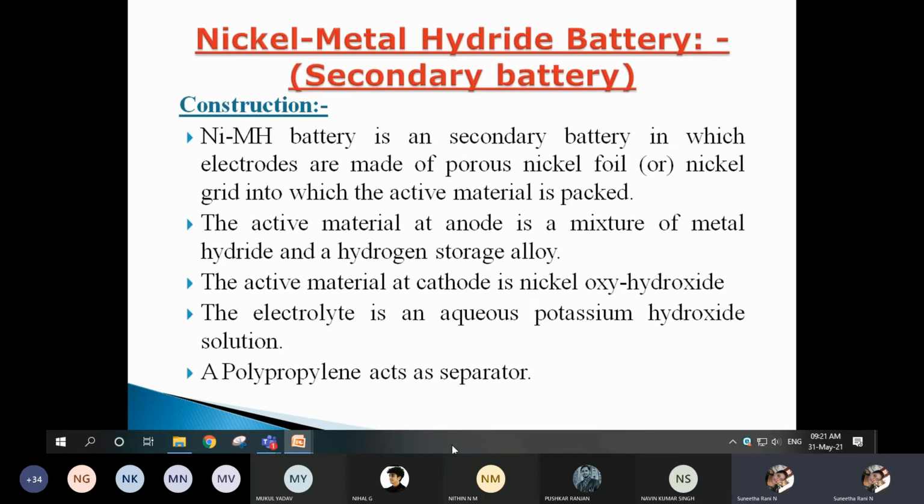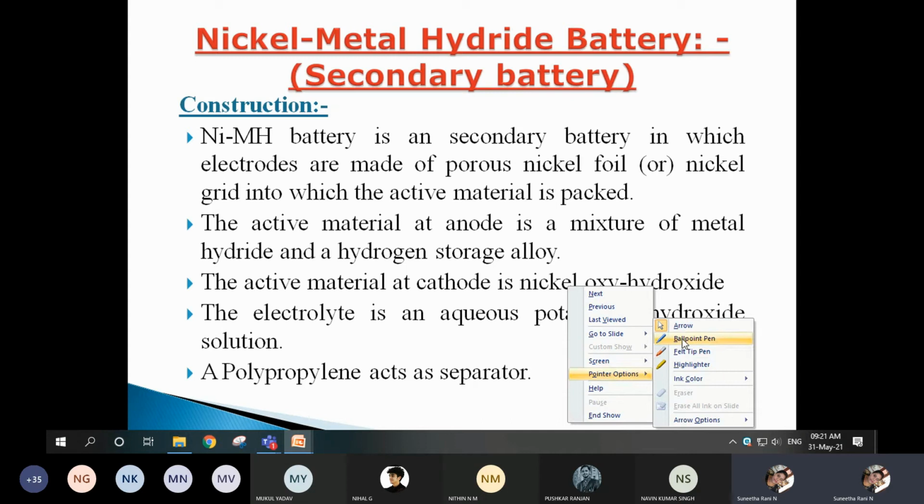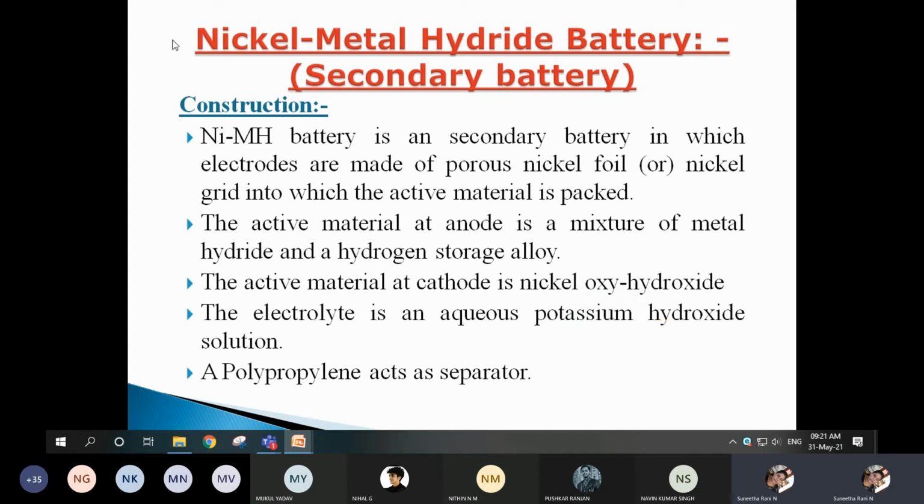Now, in our syllabus we have two different types of batteries. One is the nickel metal hydride battery, and the other one is the lithium ion battery. So first, the construction of the nickel metal hydride battery. The name indicates that it contains nickel as one metal, and the other is a metal hydride.